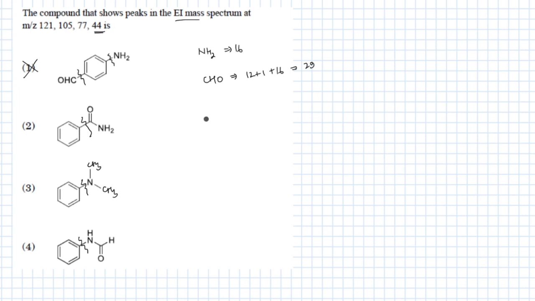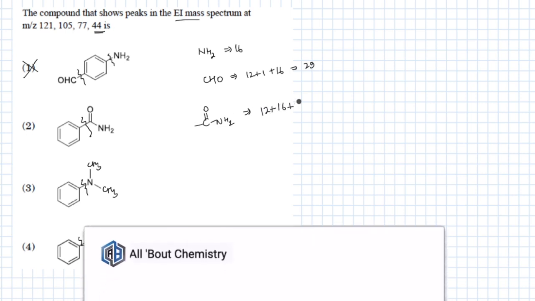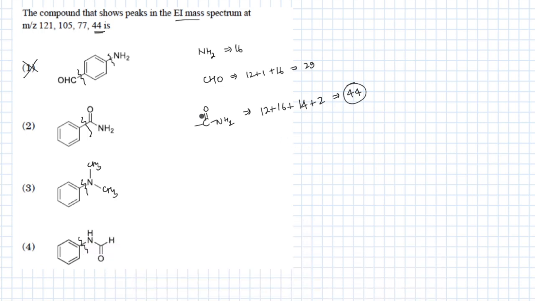Now let's talk about CONH2, whether we are getting this or not. Carbon gives you 12, oxygen 16, nitrogen 14, plus 2. If you add all of these, you are going to get 44. So this 44 is because of this CONH2 group. This CONH2 you will get in option number 2 and also in option number 4, because if you count, this is also CONH2 only.